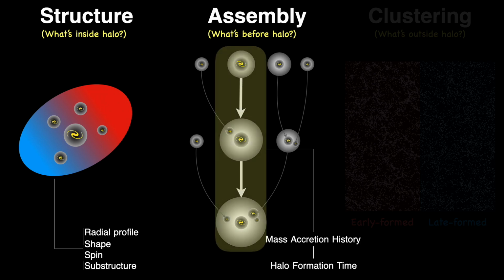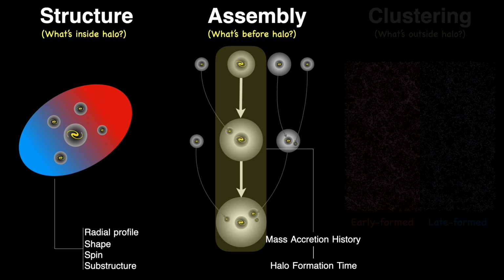A common strategy is to extract the main branch by recursively selecting the most massive progenitor halo, so it will produce a linear structure called the mass accretion history, from which we can define a characteristic halo formation time.